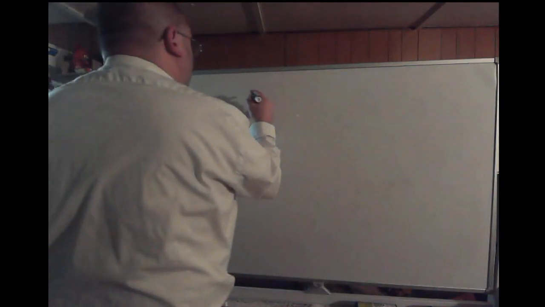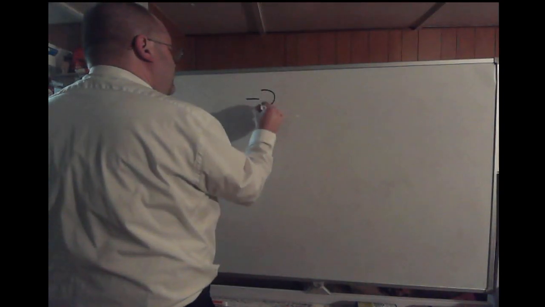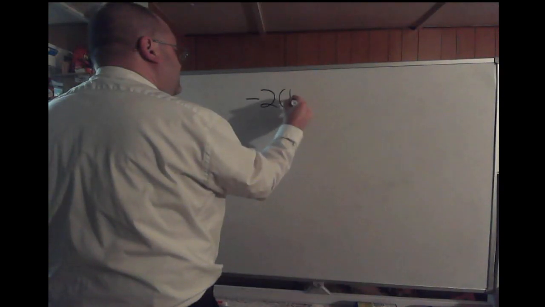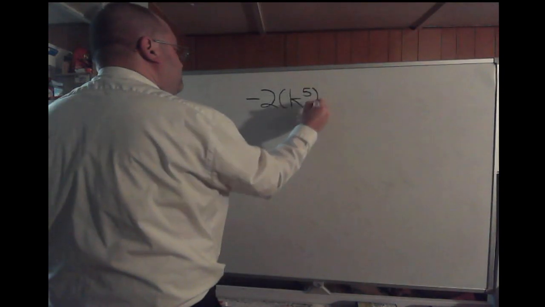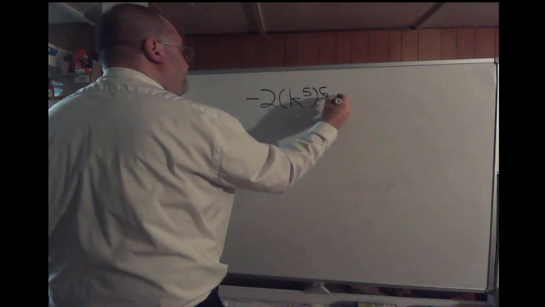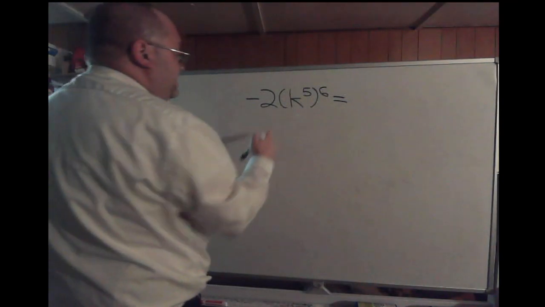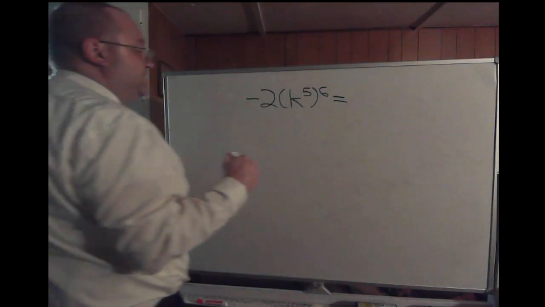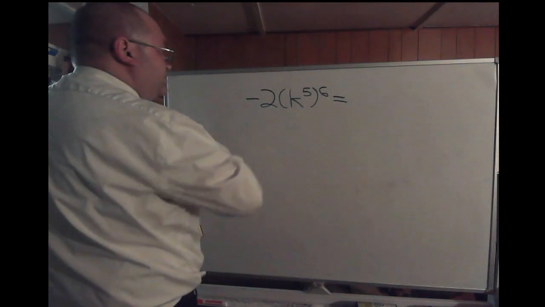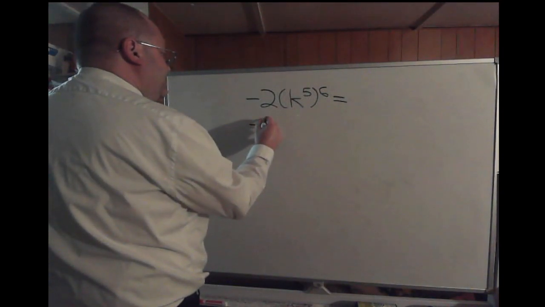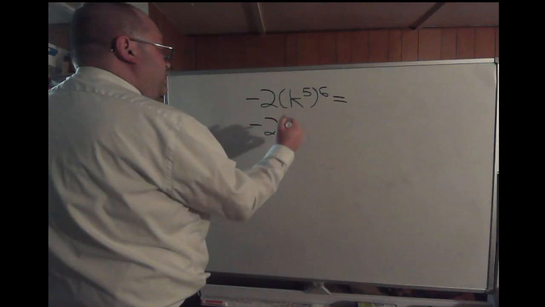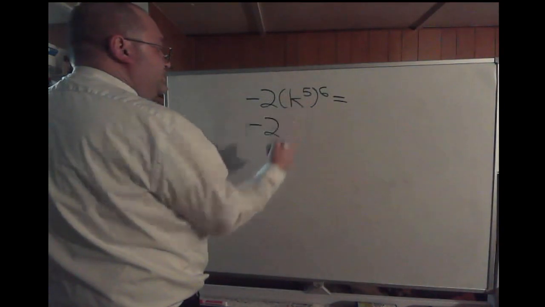Alright, let's do one more. How about if we had -2 times k to the fifth to the sixth power? Well, now you have a constant on the outside. Order of operations dictates we deal with the exponents first. So you're still going to have -2, but you're going to deal with the k to the fifth to the sixth.